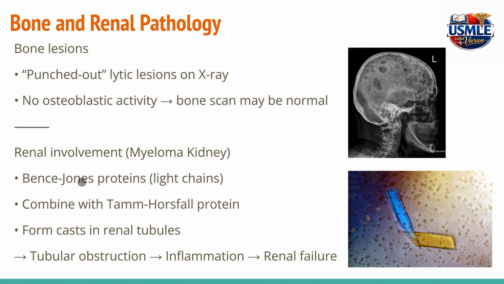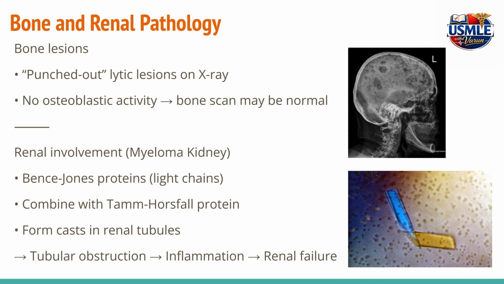Now let's discuss the bone and renal pathology in multiple myeloma, how the bones and the kidneys are affected. Bone lesions in myeloma are classically described as punched out lytic lesions. An important exam point is that bone scans may be normal because there's no osteoblastic activity in multiple myeloma, because the bone marrow is completely infiltrated with monoclonal proteins. This leads to reduced or null osteoblastic activity. So in those cases, bone scan may be normal.